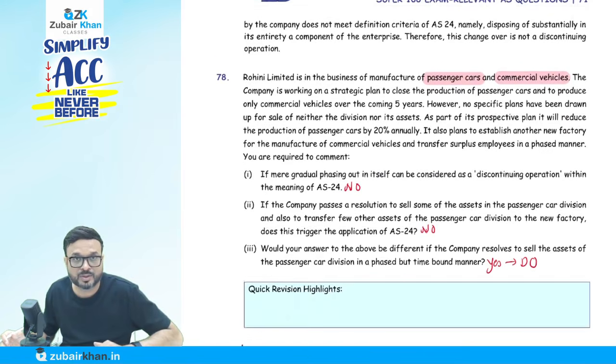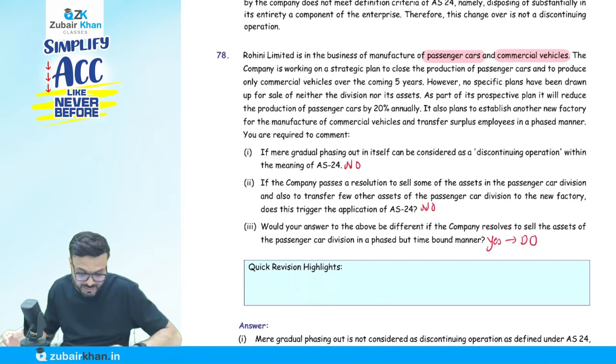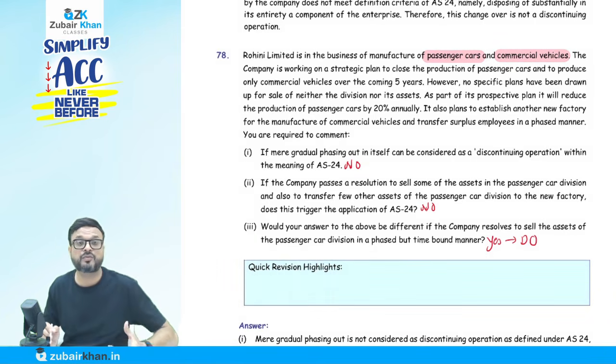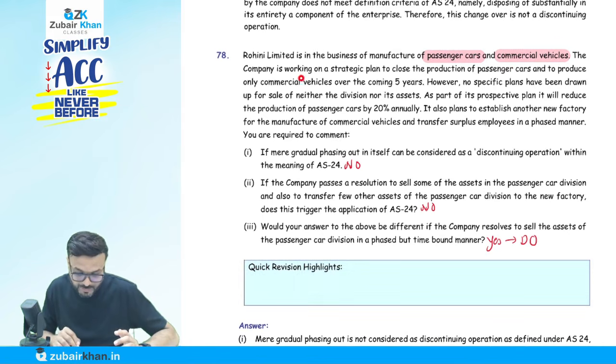Now we come to question number 78. Rohini Limited is in the business of manufacturing passenger cars and commercial vehicles. So they are doing the manufacture of two things: passenger cars and commercial vehicles. Now the company is working on a strategic plan to close the production of passenger cars and to produce only commercial vehicles over the coming 5 years.